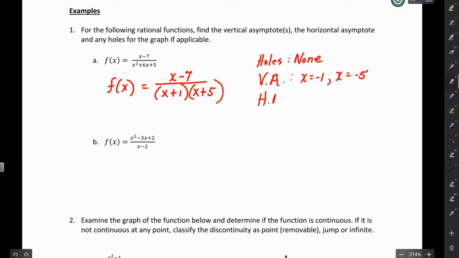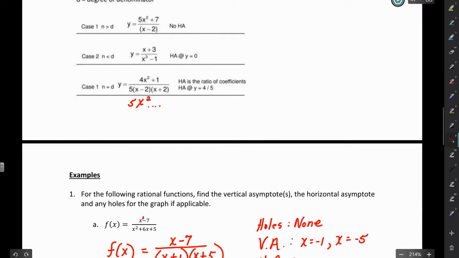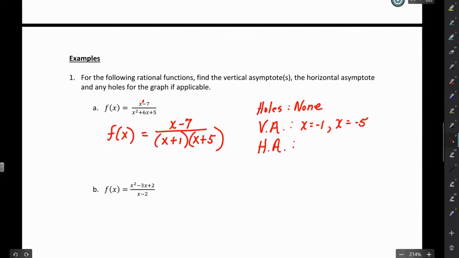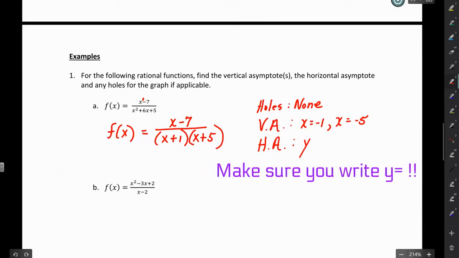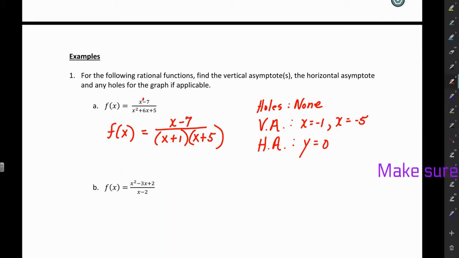And for the horizontal asymptote, we're going to compare the degree of the numerator to the degree of the denominator. I have a 1 here, I have a 2 in the denominator, so the degree of the numerator is less than the degree of the denominator. So that would be this case here. And that means that I have a horizontal asymptote at y equals 0. All right, I would say try letter B and come back when you're ready.